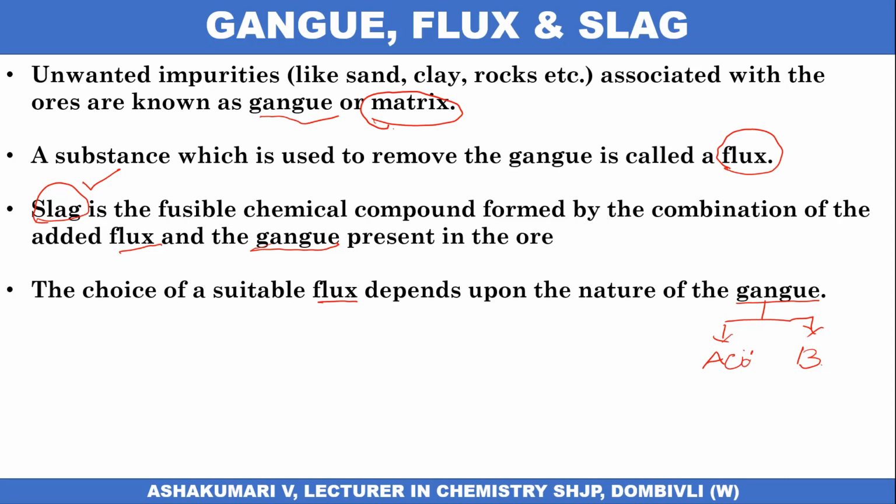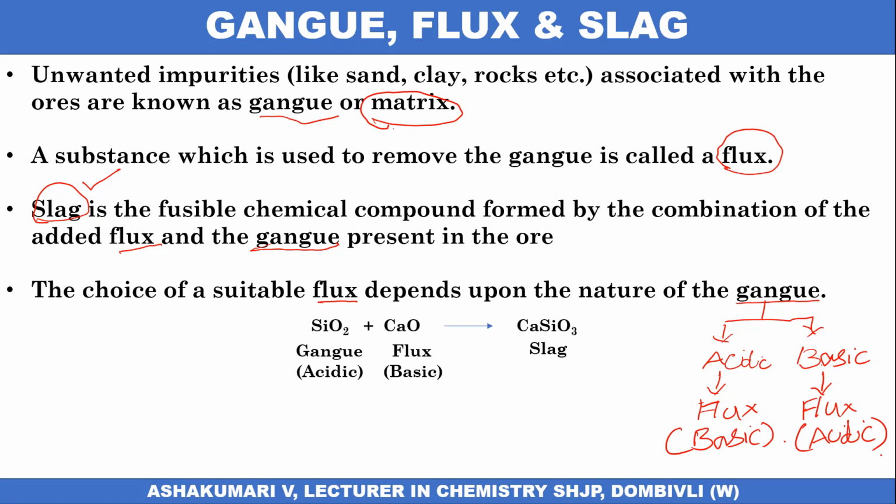If the gangue is acidic in nature, then we have to use a flux which is basic in nature. On the other hand, if the gangue is basic in nature, then we have to use a flux which is acidic in nature. To understand this concept, let us consider some examples.